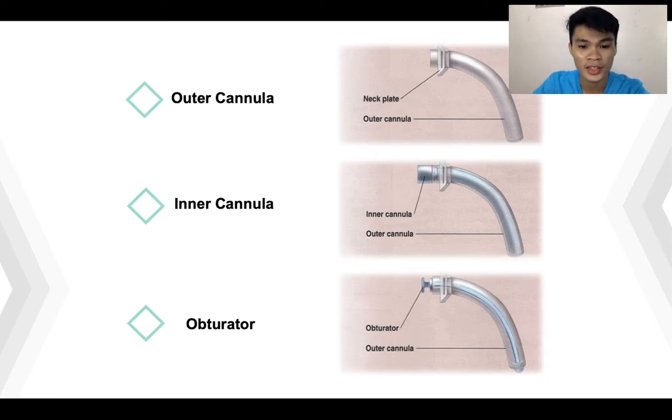Next is the inner cannula. This one fits inside the outer cannula. The inner cannula can be removed and cleaned. So guys, the inner cannula is the one that we will clean. Another one is the obturator. This is a device that guides the outer cannula into the stoma during placement of the cannula. The obturator is removed after the cannula is placed.